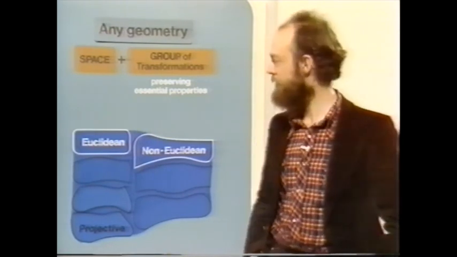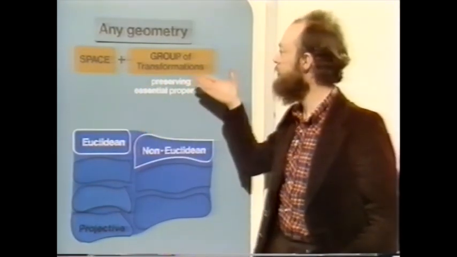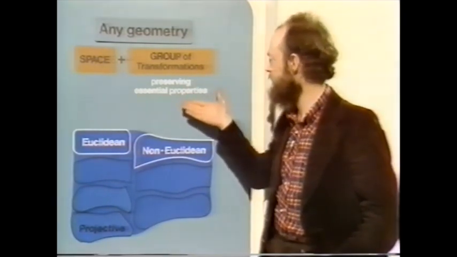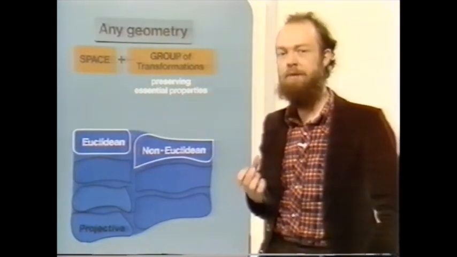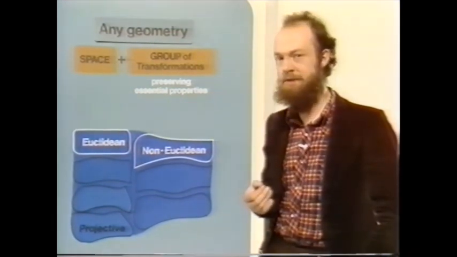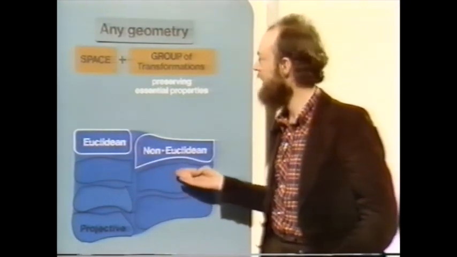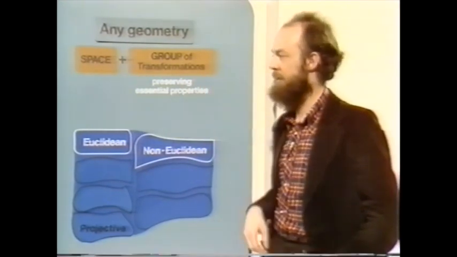So we can unify the two geometries in spirit by saying there's a space in each case, there's a group of transformations acting on that space in each case, and the groups preserve essential properties. In this case, the essential property is the distance between points, in the two different interpretations of distance. What distinguishes between these two geometries is the fact that the space is different and it's a different group of transformations that acts on it.